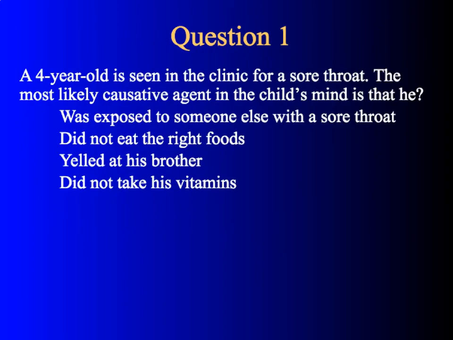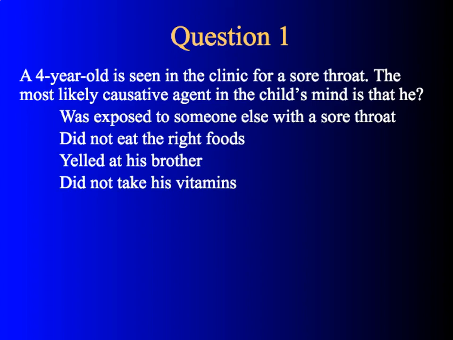Okay, so I have a question here. A 4-year-old is seen in the clinic for a sore throat. The most likely causative agent in the child's mind is that he either was exposed to someone else with a sore throat, did not eat the right foods, yelled at his brother, or did not take his vitamins. So I want you to take a minute and think about what the correct answer is for this question.